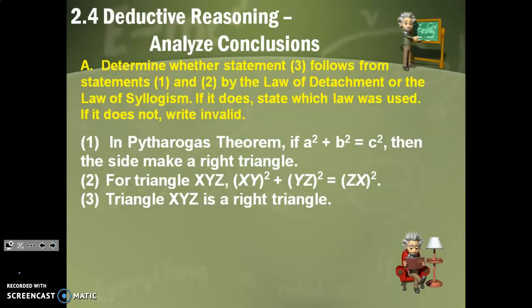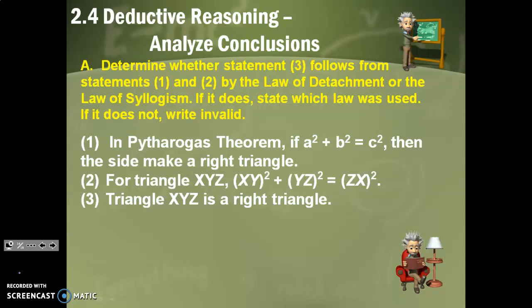This one I don't think you have. Oh yeah, you do. So this one, which one is it? Law of syllogism or law of detachment? Well, first I might see if it works. Pythagorean's theorem: if a squared plus b squared equals c squared, then the sides of a triangle make a right triangle. So in this case, we have this triangle x, y, and z, and for the side lengths, one side squared plus another side squared equals a third side squared. Well, because Pythagorean's theorem works, then that makes that a right triangle.